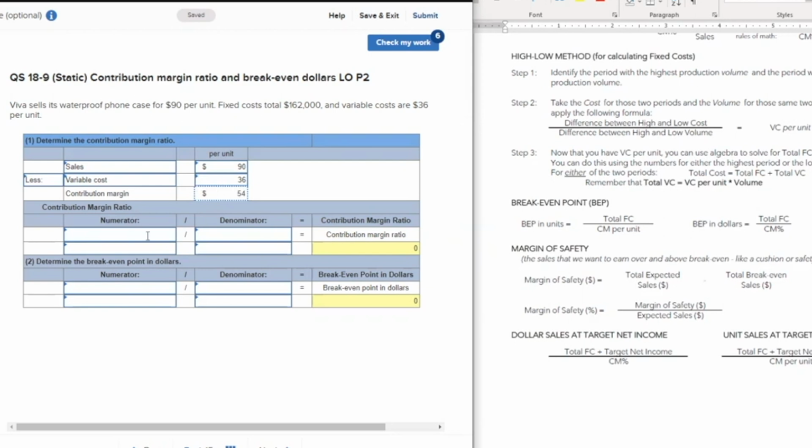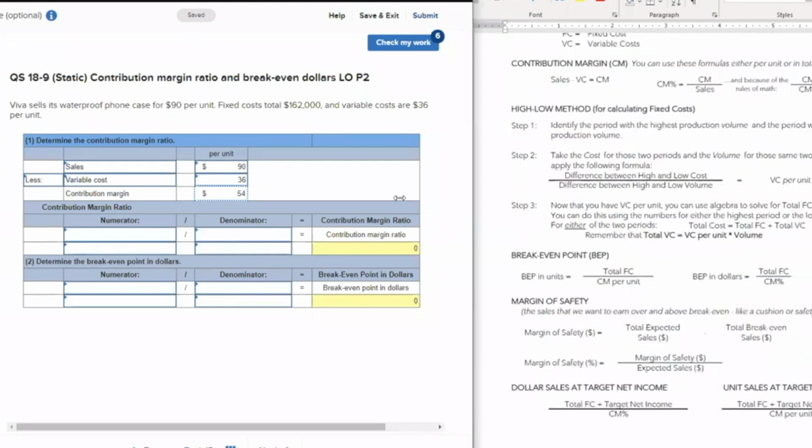And to get our break-even point in dollars, it is total fixed cost divided by the contribution margin ratio. And you can refer up to here for the contribution margin ratio formula. It's contribution margin divided by sales. So see how all these formulas fit together? So the contribution margin ratio is contribution margin divided by sales.